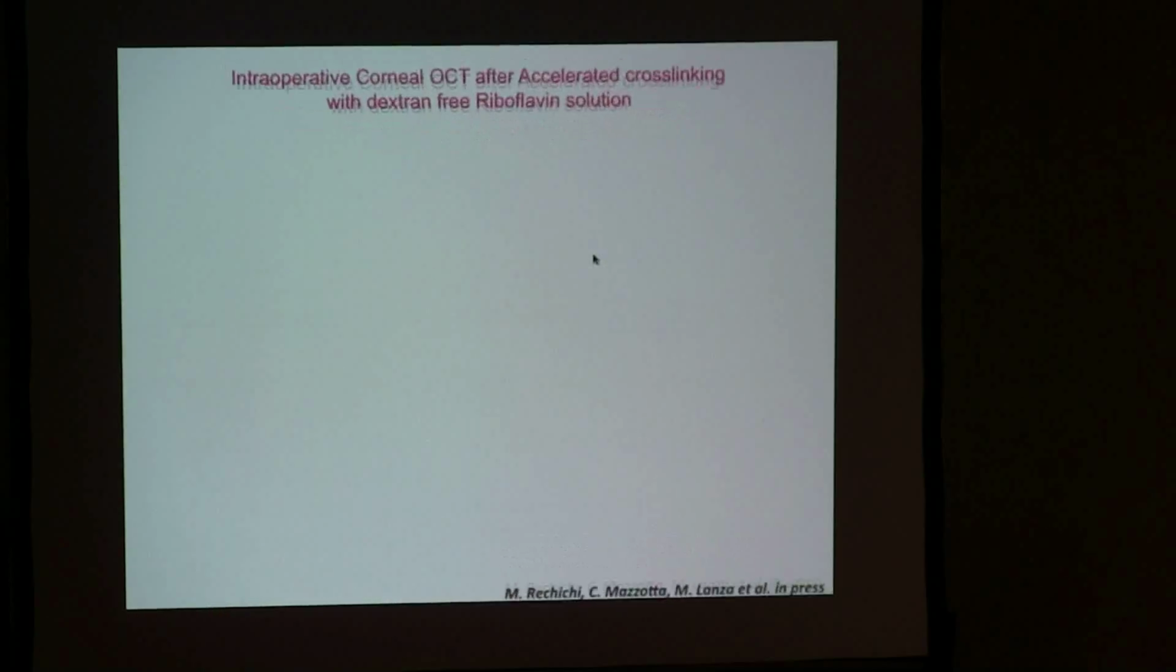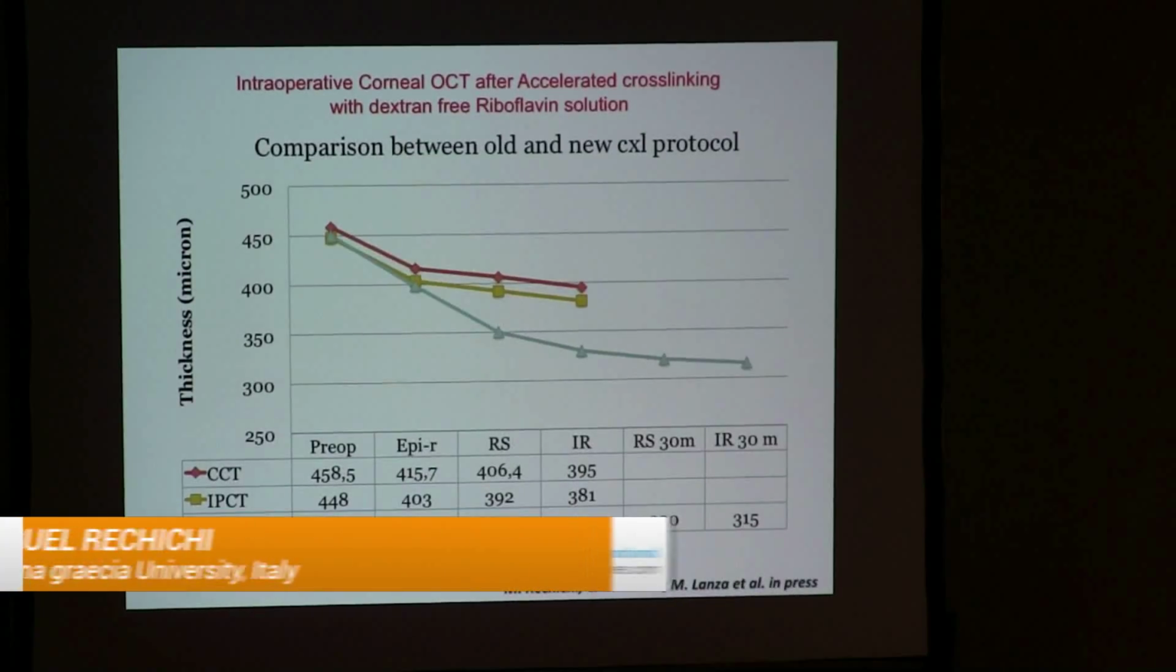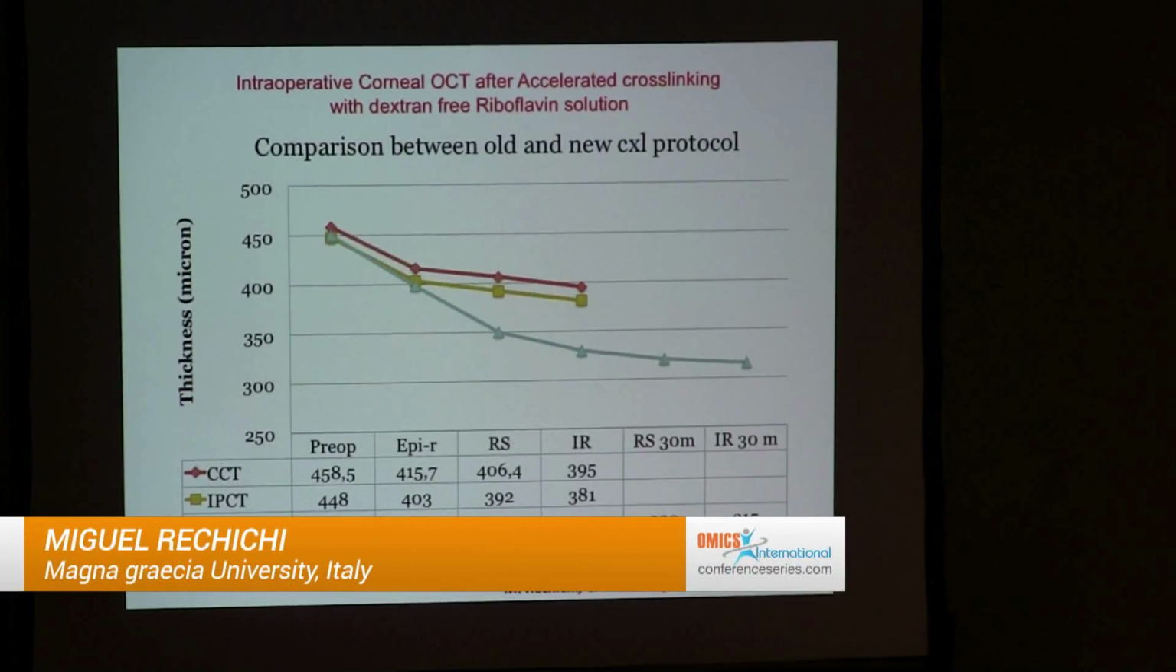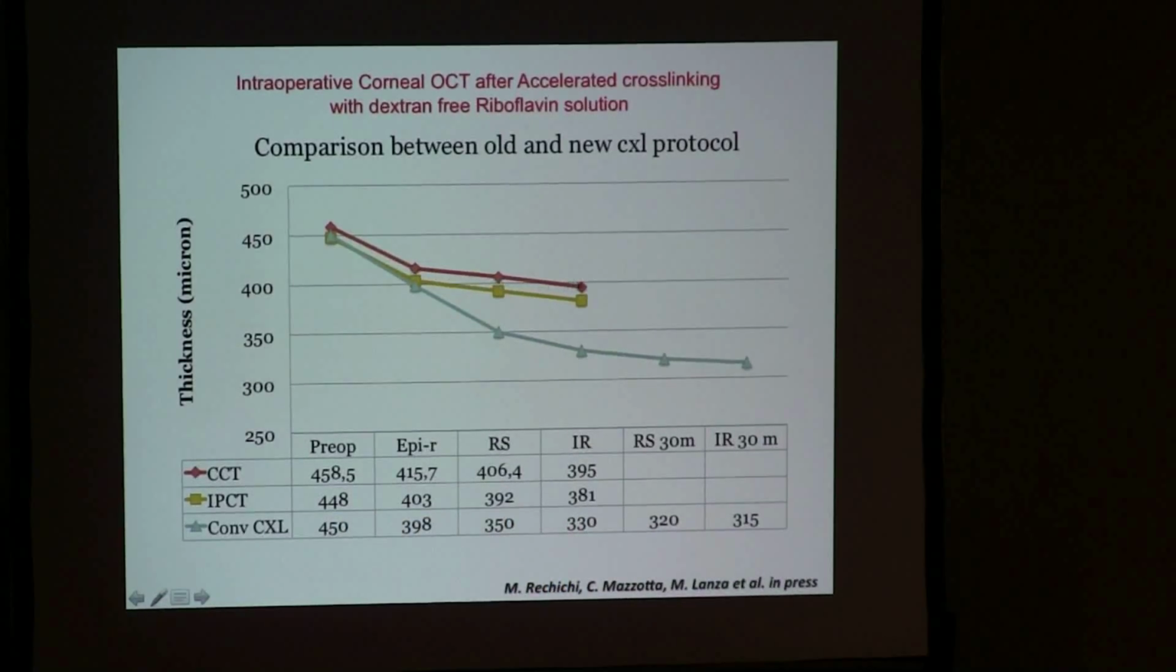That's the reason why I started a clinical study that is going to be published. I performed the intraoperative OCT with a dextran-free solution. As you can see, after epithelium removal, about 50 microns, the cornea stays substantially flat throughout the whole procedure, which goes on over 1 hour, in which the cornea would otherwise shrink more than 30–35%.